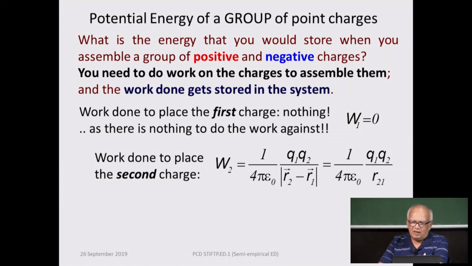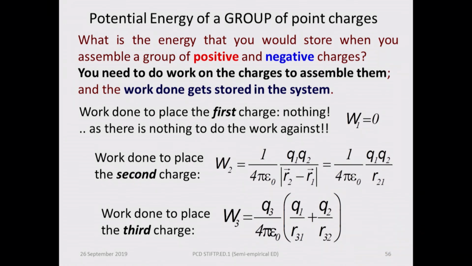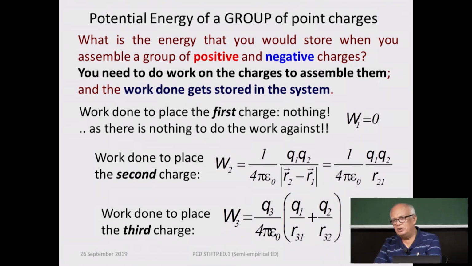For the second charge, you have to do this work, which will be q1 q2 over distance, right. For the third charge, you have to add up these two. Again, we are using the principle of superposition. So, you will have the charge q3 over 4 pi epsilon 0 multiplying q1 over r31 plus q2 over r32. These charges may have different values.